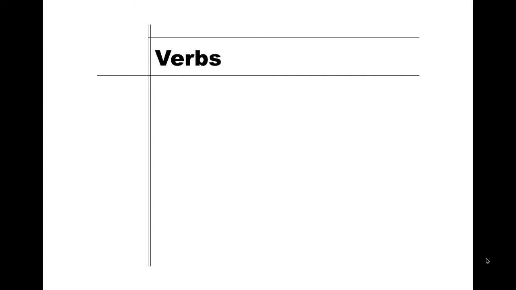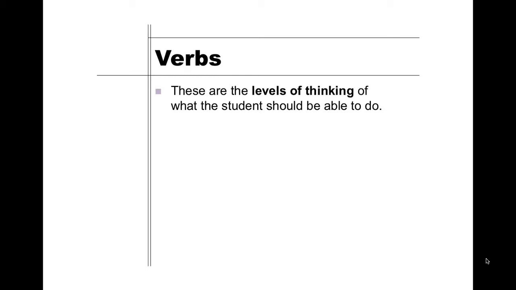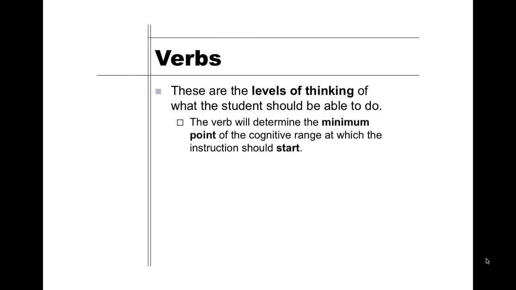Now, there are also verbs in the content standards, and the verb of the content standard determines what level of thinking students should be doing this particular skill or content at. So it's setting the minimum bar for what students should be doing when they're learning this. If you're learning about something on an analyzing level, the activities you set up for students will require them to analyze so that they're learning this content standard at the proper level. Like I said, this is the minimum point from where students should be thinking.